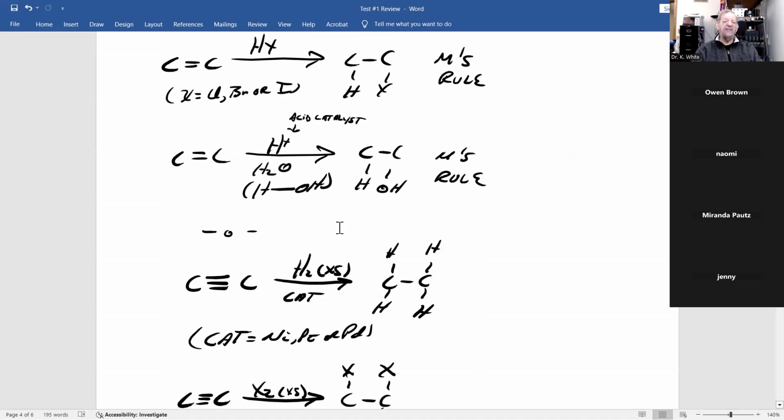Now, another example of unsymmetrical addition is the addition of water to a double bond, called hydration of a double bond. I will never ask you the names of a reaction on a test or at a final, but I do use them in class. Now, H plus is an acid catalyst. It could be sulfuric acid or other acids that I never really talk about in this class, like methane sulfonic acid or toluene sulfonic acid, which is called PTSA.